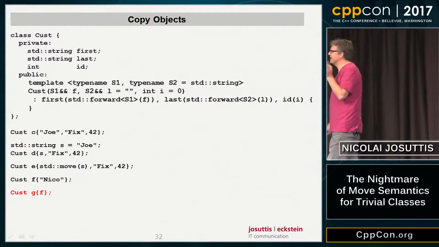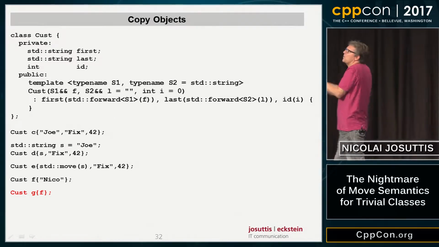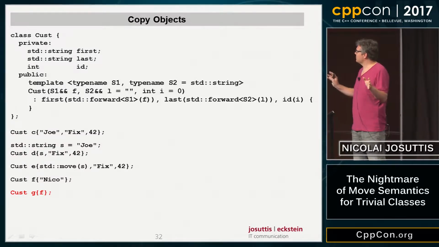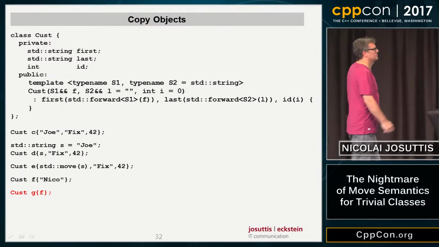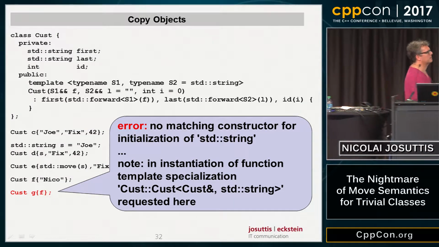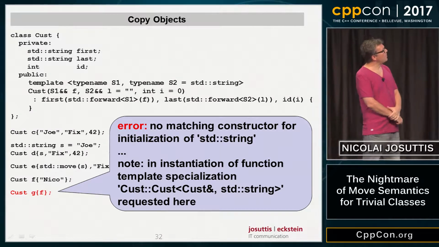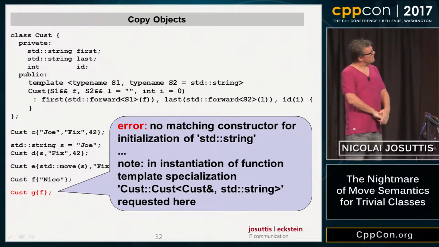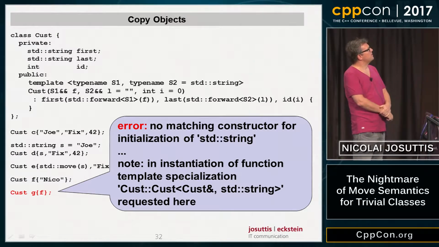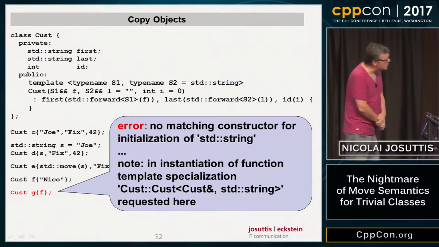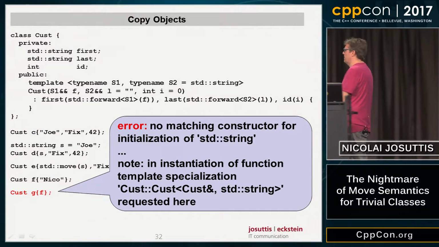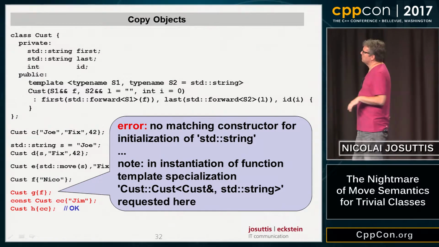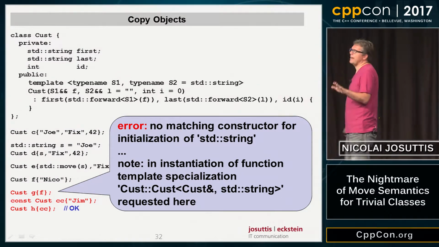OK, all problems are gone, but let's extend the test suite because we should try out everything for this simple class. So the next test we do is, let's call a copy constructor. A couple of you know what happens now. It doesn't compile. We have no matching constructor for the initialization of a std::string. Note, in instantiation of function template specialization Customer taking a Customer, for the Customer instantiated as a Customer reference, and a std::string is requested here. A const Customer copied to another Customer compiles.